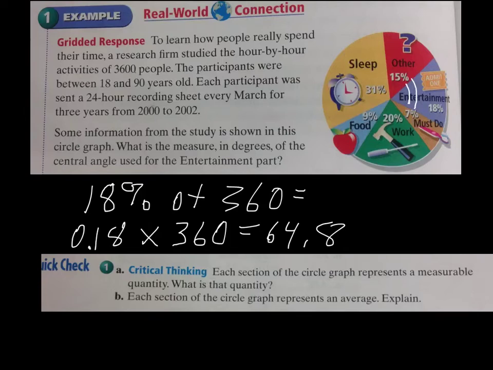And part B says each section of the graph represents an average. Explain. Please pause the video while you try to figure this out. Again, the average they're talking about is the average of the 3,600 people that are doing this. Some people certainly spend more than 31% of their time sleeping, and others spend less than 31% of their time sleeping. And so it averaged out with all the participants, 3,600 people, to be 31% of their time. So that's the average they're referring to.